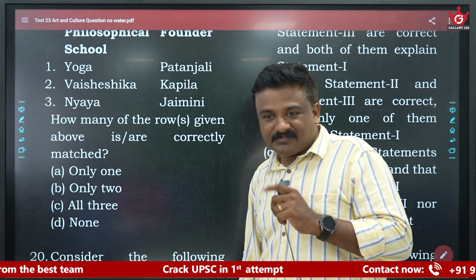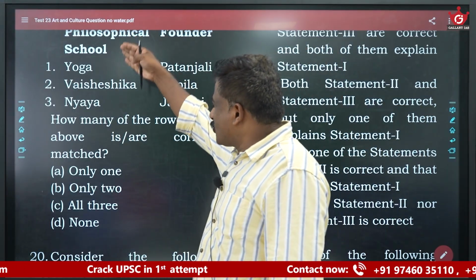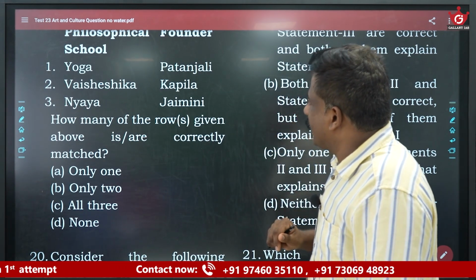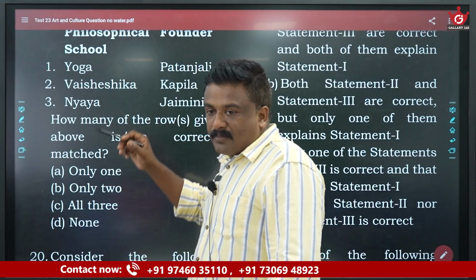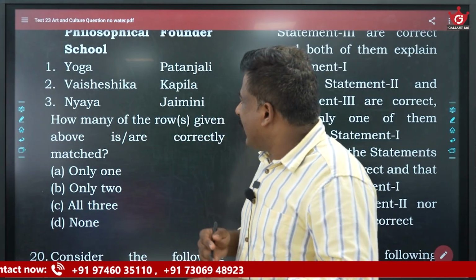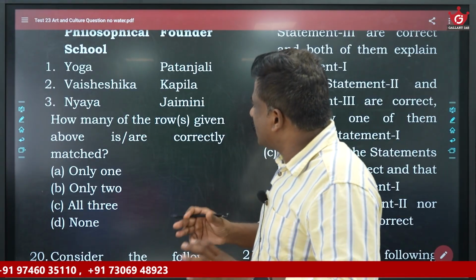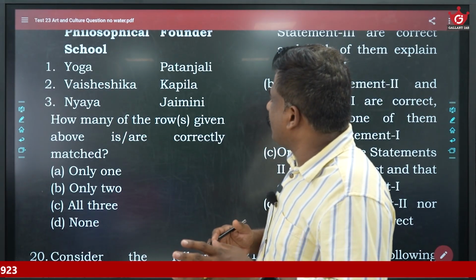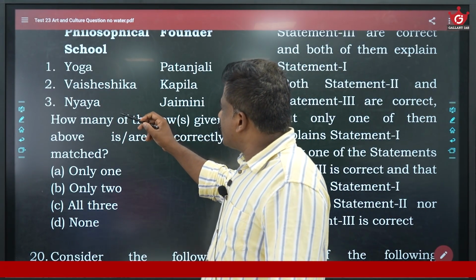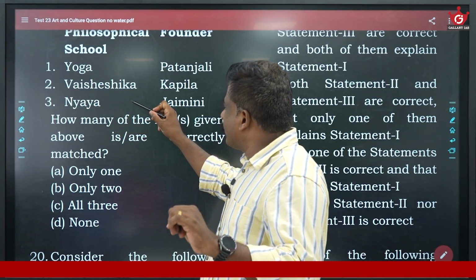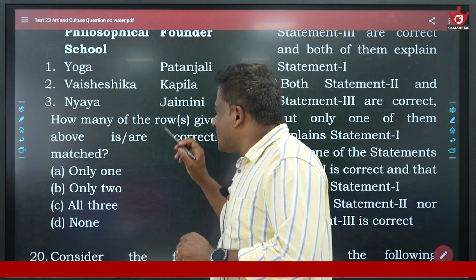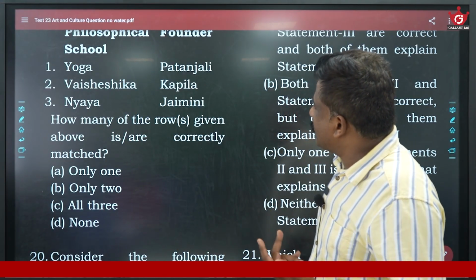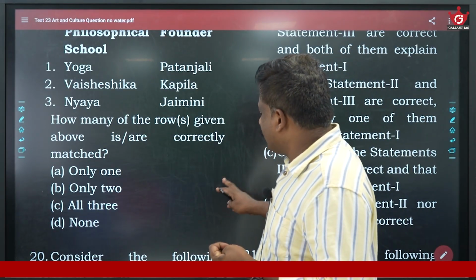Gautama. So you must know the orthodox schools of philosophy and who their proponents or founders are, which is very important. Yoga gives importance to yogic practices and physical exercises, through which you can achieve salvation or liberation. In Vaiseshika, ancient Indian physics or atomic philosophy is discussed. In Nyaya, logic is discussed. So here I would say only one matching pair is correct.